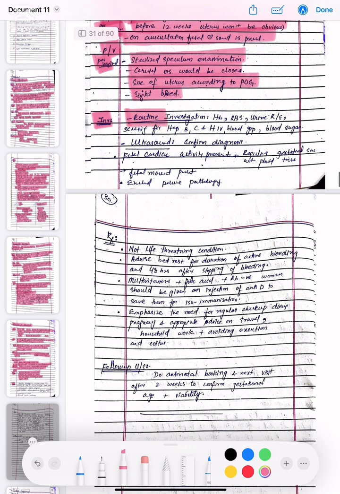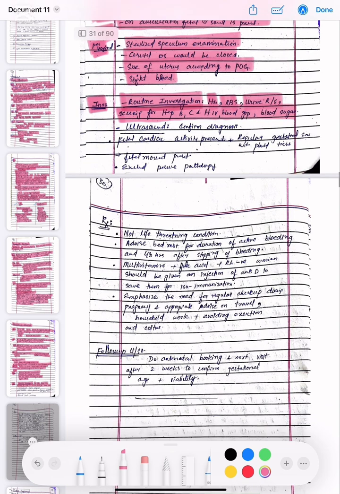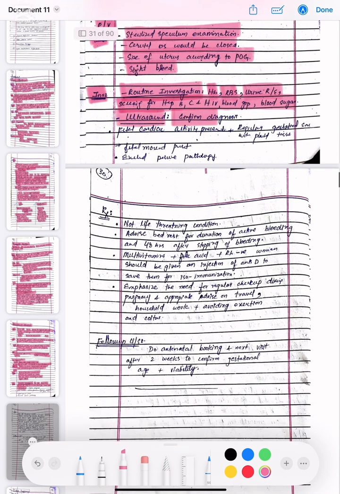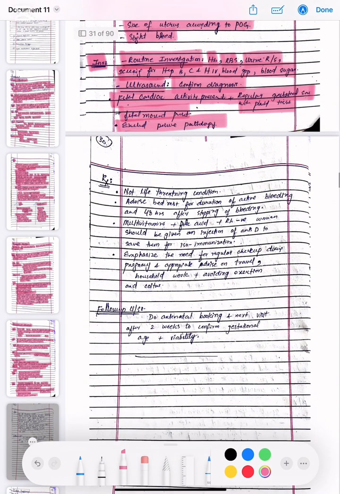On investigation, routine investigations are done, that is Hb, RBS, urine RE, screening of hepatitis B, C, HIV, blood group, and blood sugar. Ultrasound is done, it confirms the diagnosis: fetal cardiac activity present plus regular gestational sac with placental tissues present, fetal movement is present, and exclude the pelvic pathology.